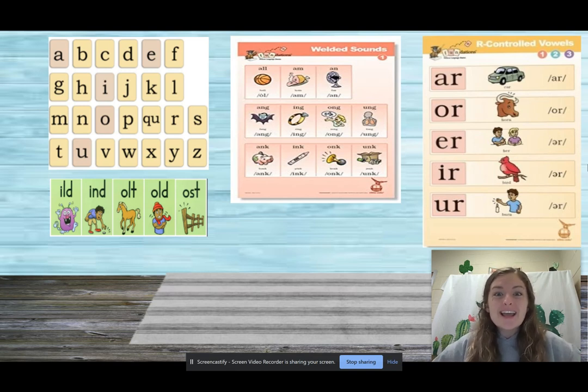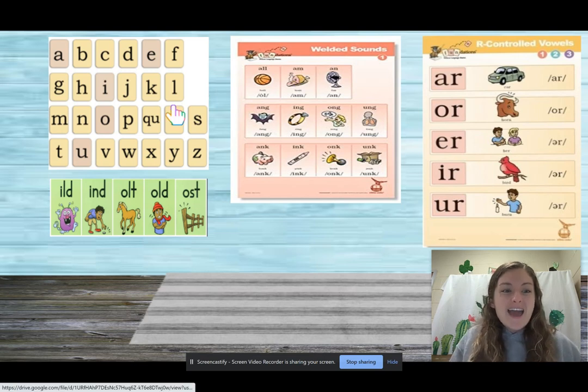We are going to hop right into drill sounds because we are going to be learning a lot today about suffixes. So let's get started. A, apple, a. I, itch, i. U, up, u. E, ed, e. O, octopus, o.